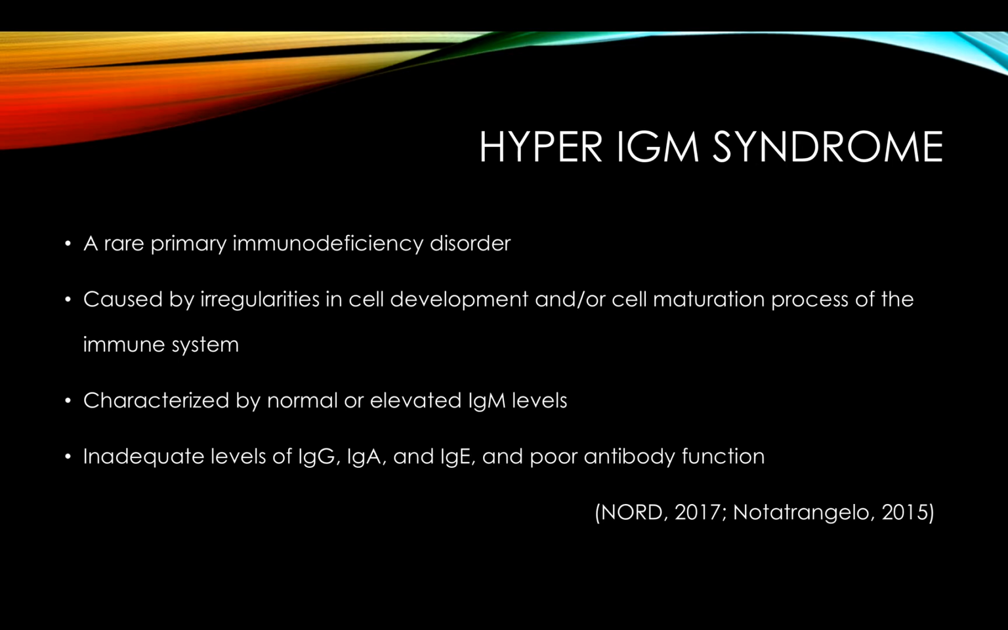Now that we have some background information, let's talk more about HyperIGM syndrome. HyperIGM syndrome is a rare immunodeficiency disorder. It is caused by irregularities in cell development and the cell maturation process of the immune system. It is characterized by normal or elevated IgM levels and inadequate levels of IgG, IgA, and IgE. Those with this disease will have poor antibody function.